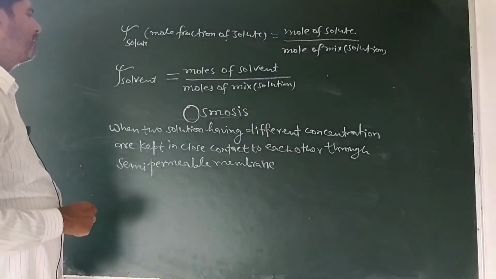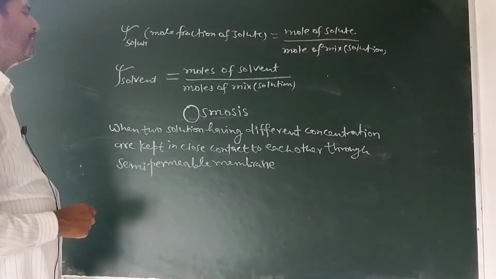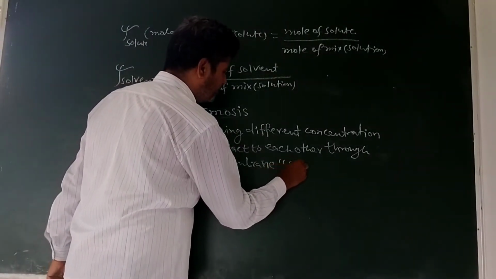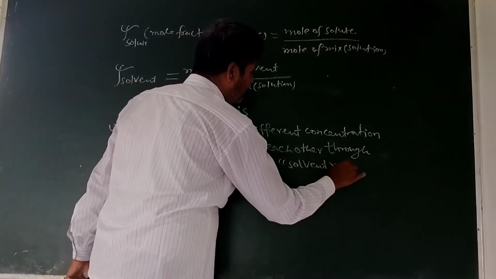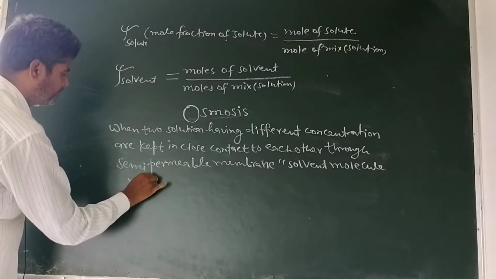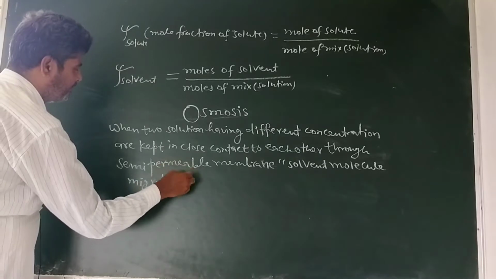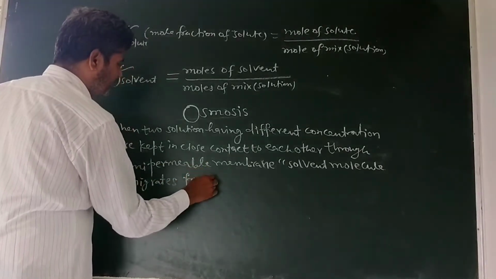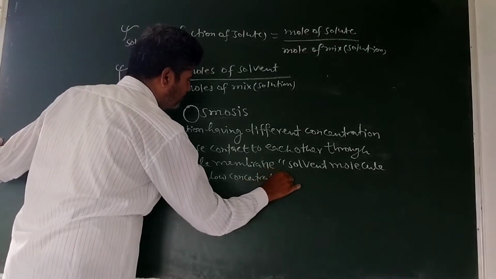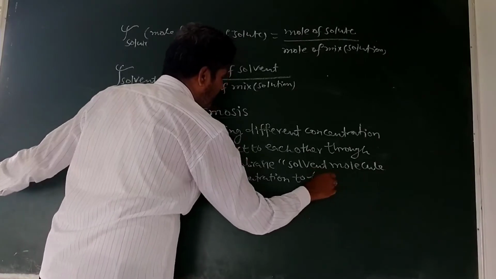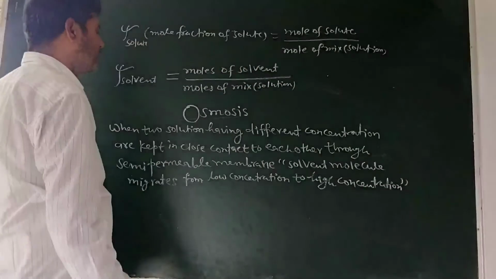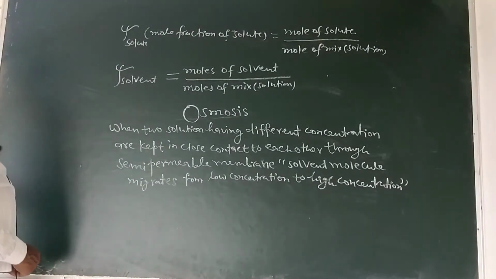When two solutions having different concentration are kept in close contact to each other through a semi-permeable membrane, then solvent molecules migrate from low concentration to high concentration. This process is known as osmosis.